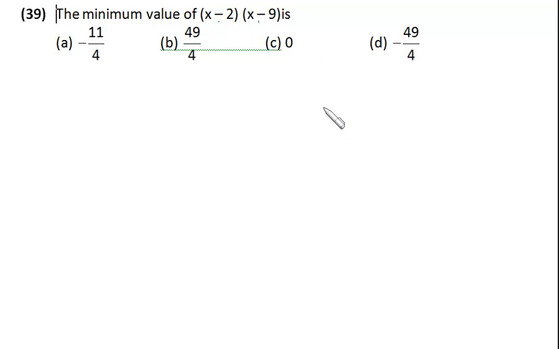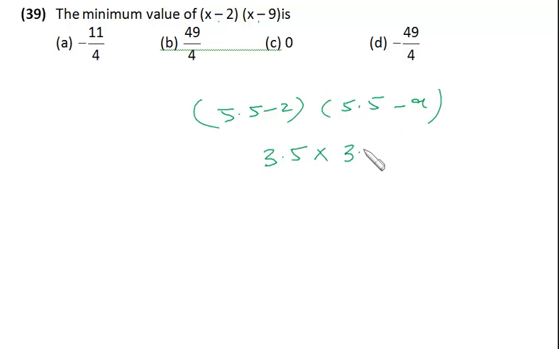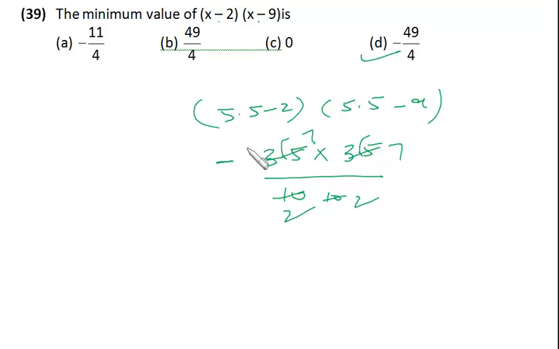So that's 2 plus 9 by 2, 11 by 2, 5.5, right? So if I take 5.5 minus 2 and 5.5 minus 9, so 5.5 minus 2, it is 3.5, and 5.5 minus 9, it is further 3.5. Okay, so it is nothing but, it's negative actually, 49 by 4. Now how do I decide that we should take 5.5 over here?